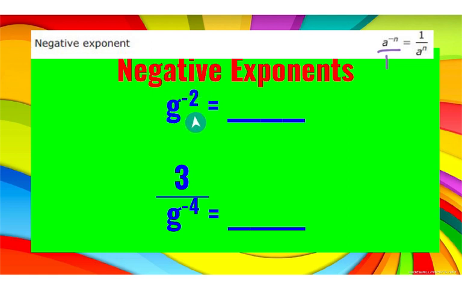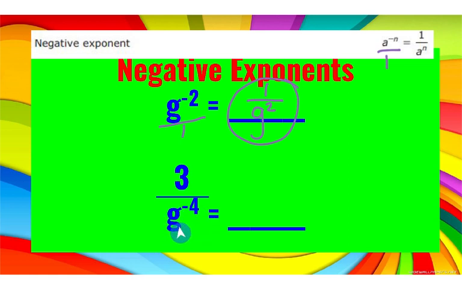So what about on this one, g to the negative 2nd power? To get rid of that negative exponent, I need to move its location. I'm going to move that g, and when I change its location, it gets rid of the negative sign. Now, since I have a fraction, I don't have anything on top. I need to go ahead and write a 1 there as a place filler. So 1 over g squared is our answer.